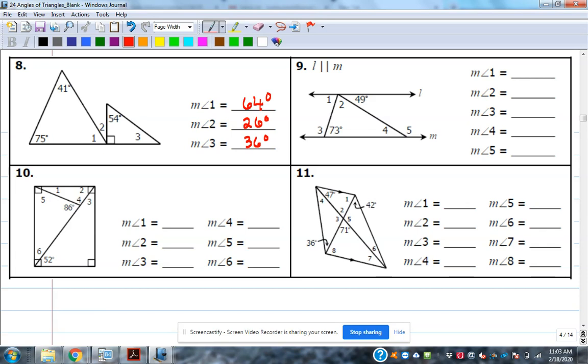All right. Let's do some covering up here. If I cover up this line right here and have the only transversal be this one, what do we have? Because they're what kind? Alternate interiors. Good job. So angle 1 should be 73.